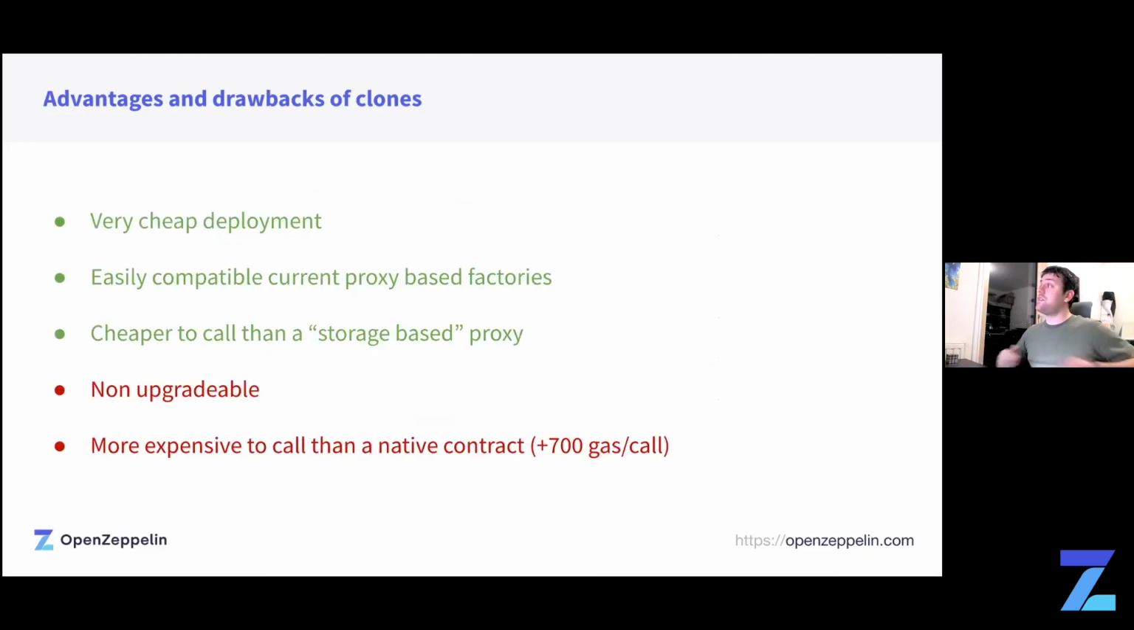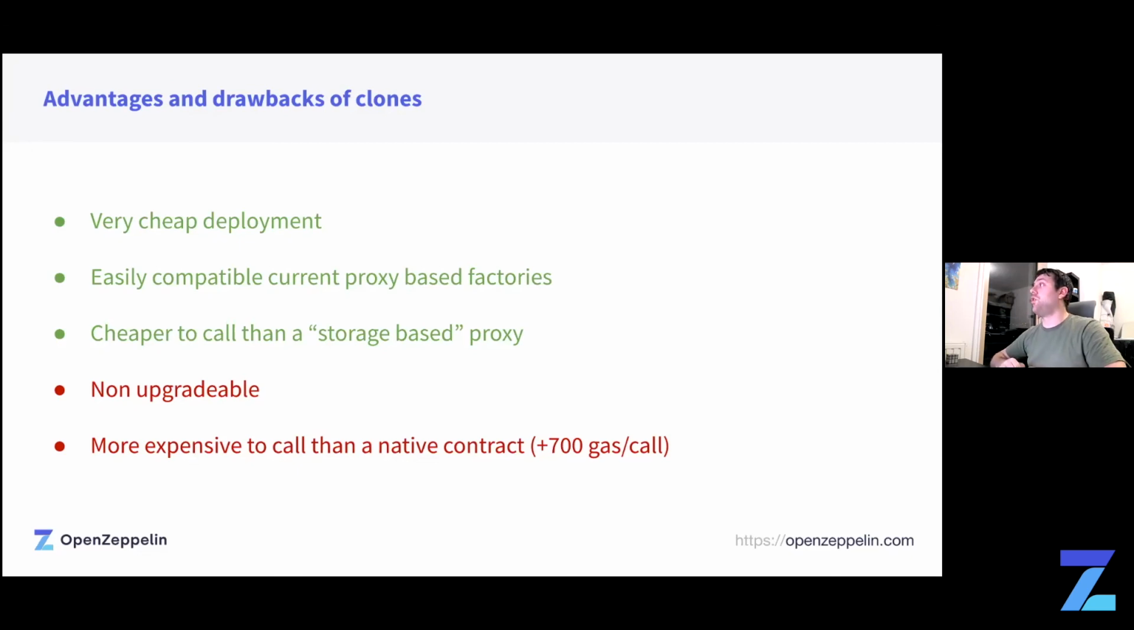So, advantages and drawbacks of the clone, and this will be almost the end of this talk. As you saw, clones are very cheap to deploy. So this is like the greatest advantage of this approach. And it's very easy to adapt your application to deploy clones. In particular, if you were working with proxies before and want to move to clones, as we saw in the Argent use case, most of the time it's just one line that's changing. So that's really good, I think.